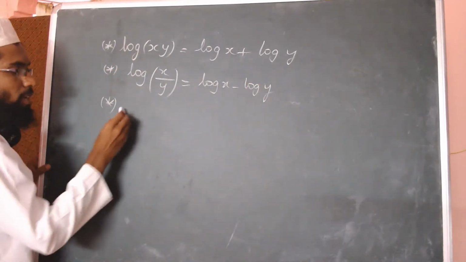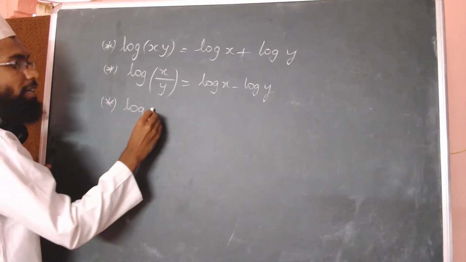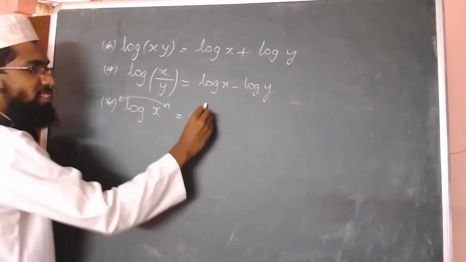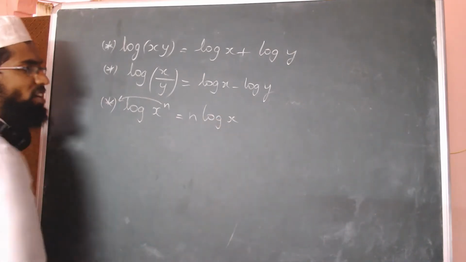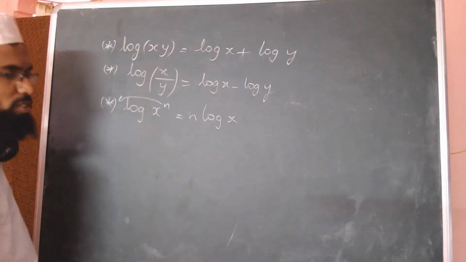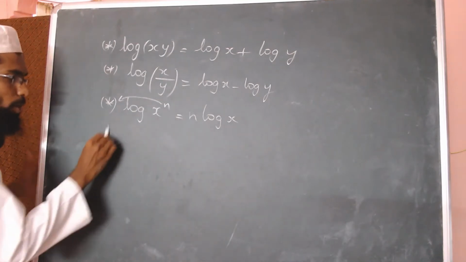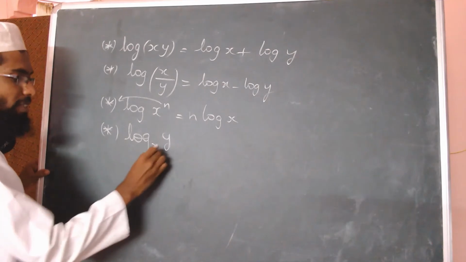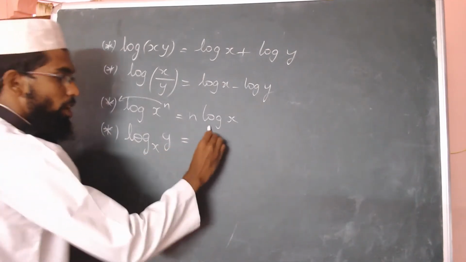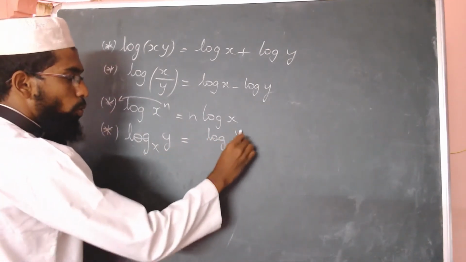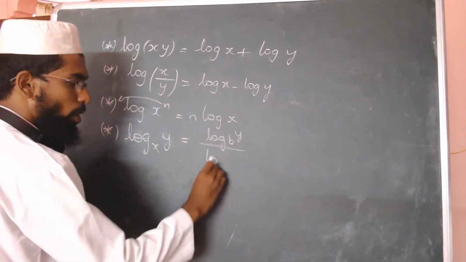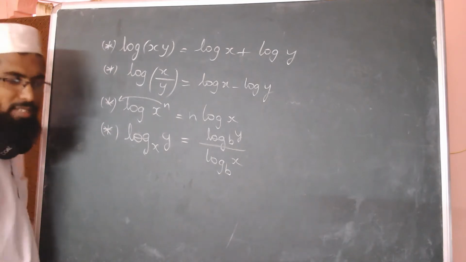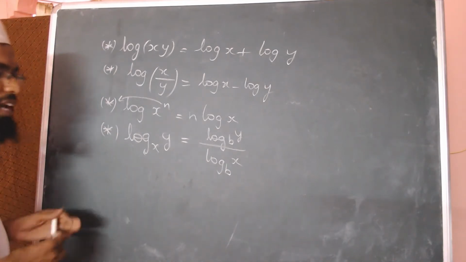Third property is log of x power n. I can take this power to the front, I can write it as n log x. Whatever the base, you can use these three properties. And the fourth property is log of y base x. I can write it as log of y base b by log of x base b. Right? Now these three properties are simple to understand, but this property, suddenly why I am bringing this b inside here?